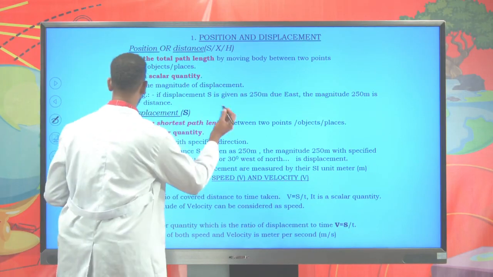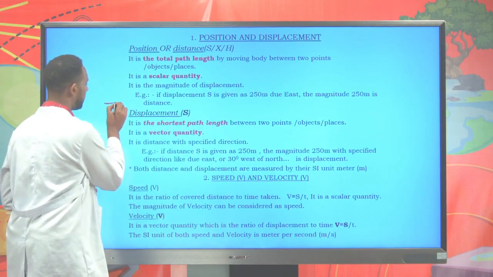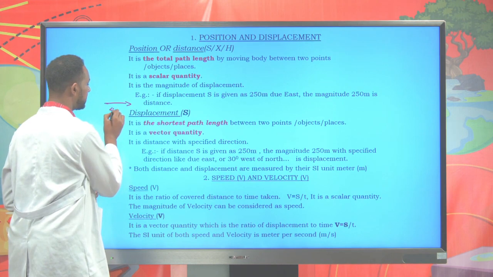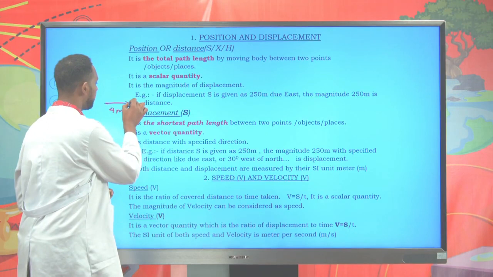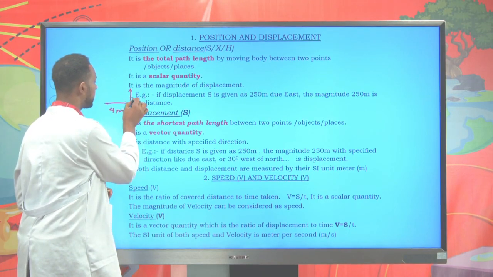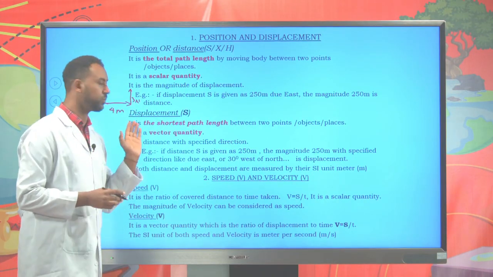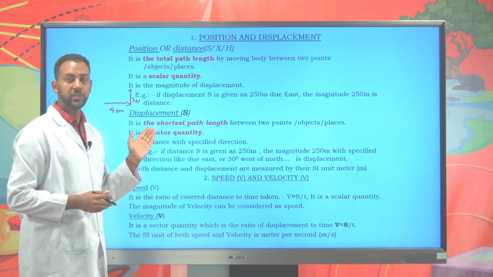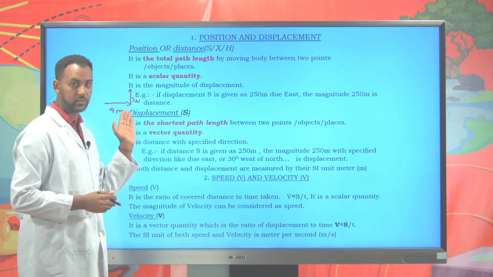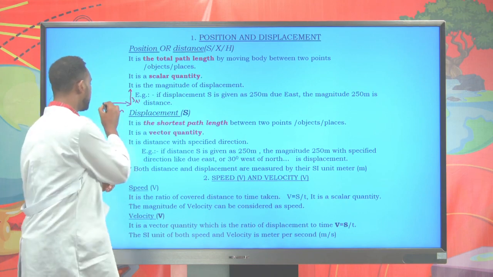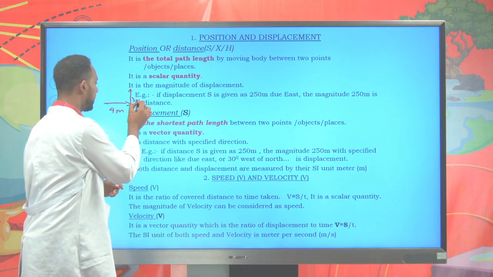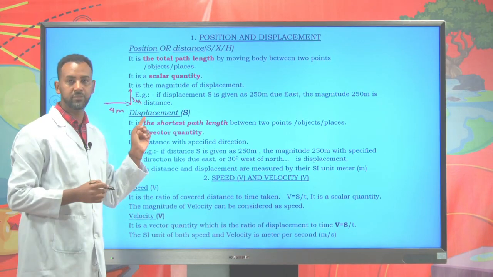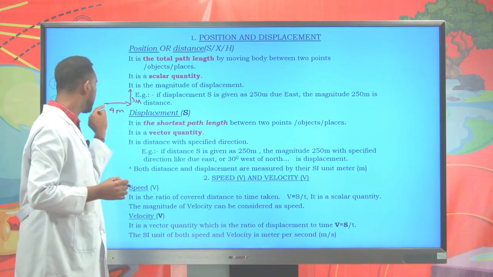Suppose here we have a particle that moves 4 meters to the east, and then it moves 3 meters to the north. Whenever we are trying to determine distance, we have to add all the lengths between the two points, which is the total path length. So 4 meters plus 3 meters gives us 7 meters. 7 meters is the distance between the two points.